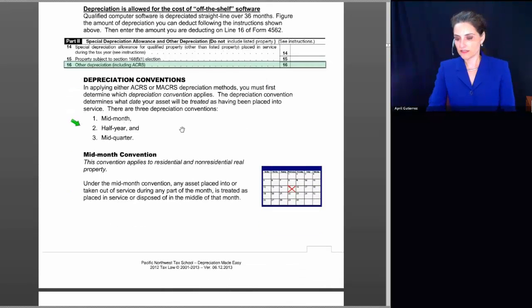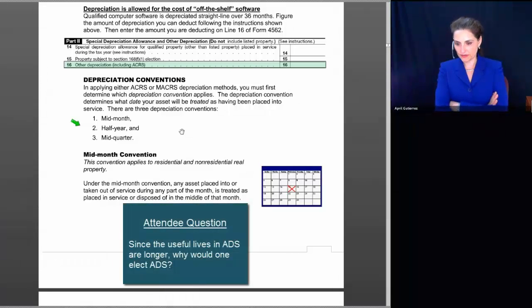So we're at an excellent stopping point for a break, and I do see some questions have come up. Since the useful life in ADS are longer, why would one elect ADS?